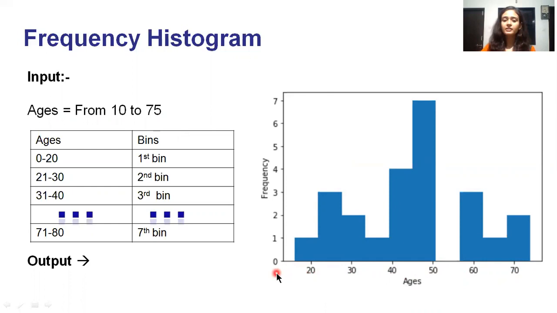Over here I have bins starting from 20, then 20 to 30, 30 to 40, and each bin is of size 10. Why is my first bin of size 20? Because you can see over here my ages start from 10. So this bin starts from 10. I have values like 10 to 20, then 20 to 30 and then 30 to 40. Whichever ages are from 0 to 20, we will call it the first bin, and so on.